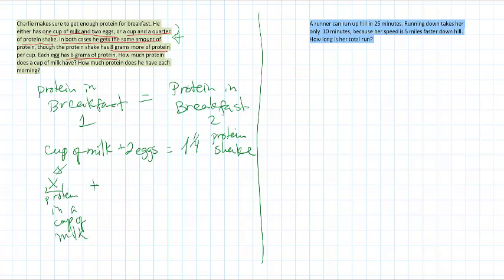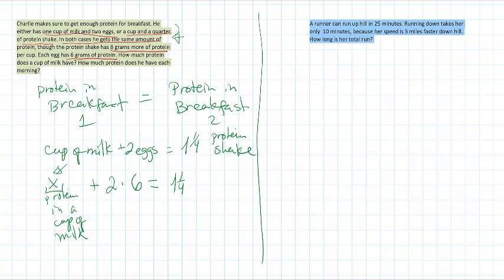Okay, what else does he have? He has 2 eggs, and we know that each egg has 6 grams of protein, so we can write 2 times 6. And that equals 1.25 cups of a protein shake, right? How much protein is in the protein shake?